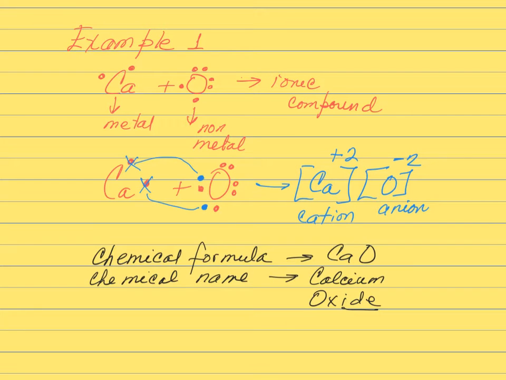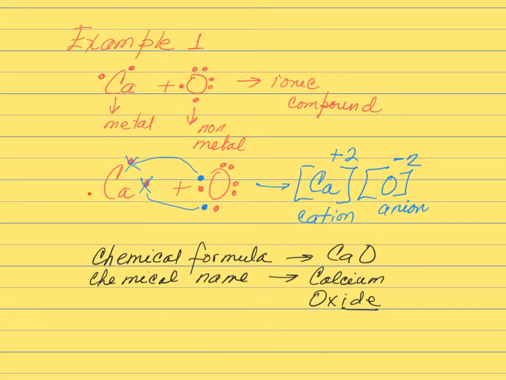ready for bonding. Then you have oxygen, which is in group 16 with 6 valence electrons: 1, 2, 3, 4, 5, 6. Oxygen doesn't have a full last shell. So what's going to happen when they are forming an ionic compound?